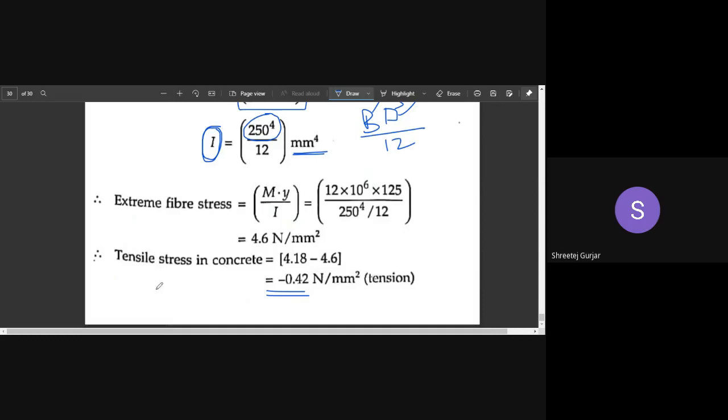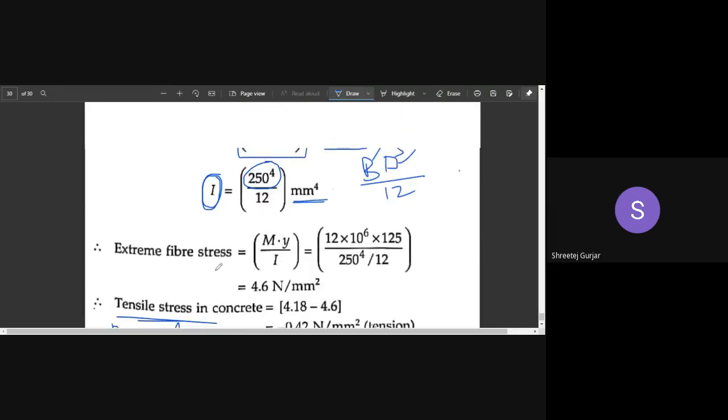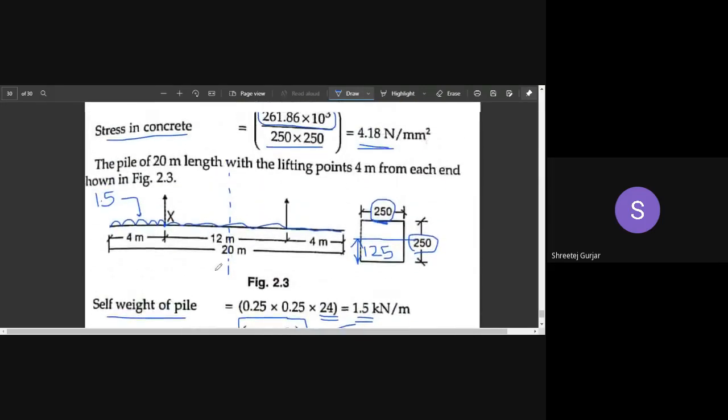So the usual formula that we use is P by A minus My by I. We have not gone into that third term, that is PEY by I, because eccentricities have not been given. So we have neglected that term, and only the first two terms we have used, that is P by A minus My by I. You can substitute all these values and you will get minus 0.42 Newton per mm squared. So we have calculated the tensile stress in concrete. That is the third part of your question.